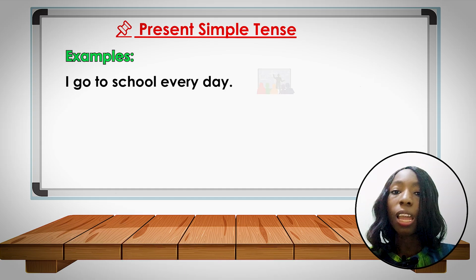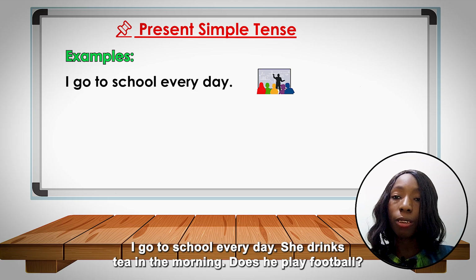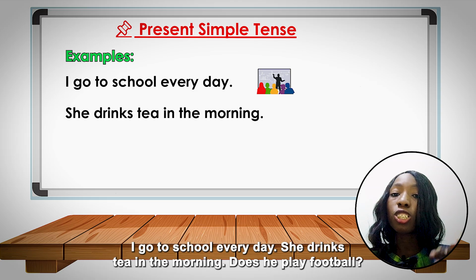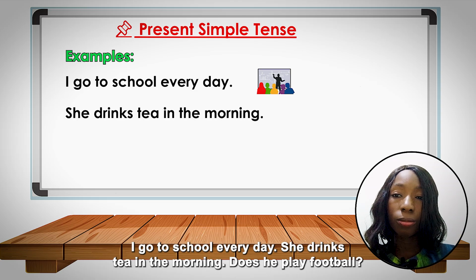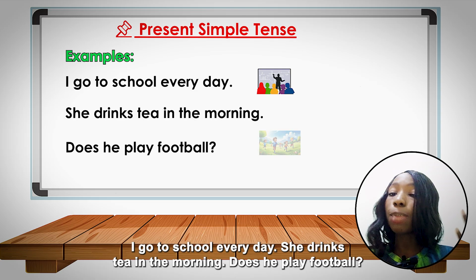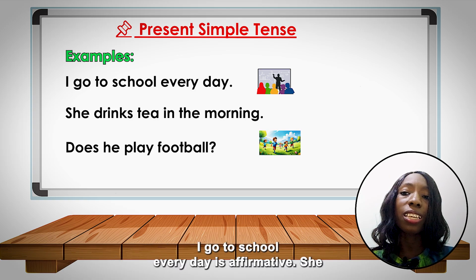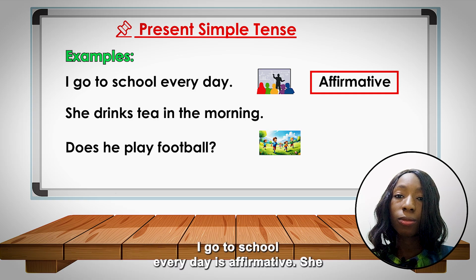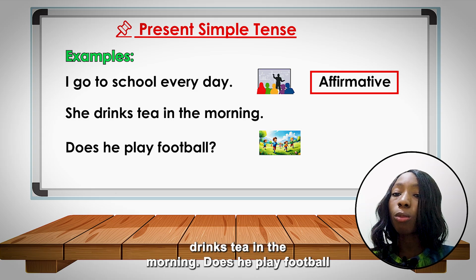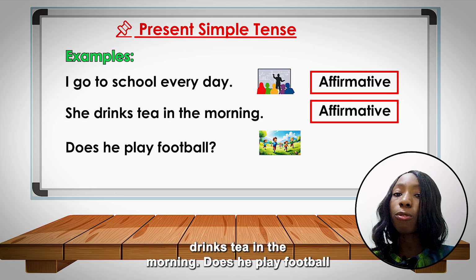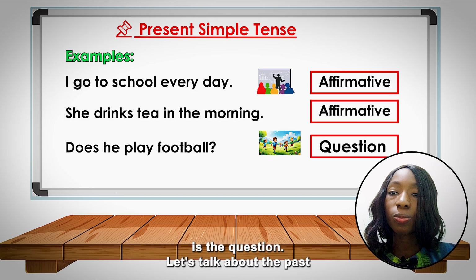For example, I go to school every day. She drinks tea in the morning. Does he play football? I go to school every day is affirmative. She drinks tea in the morning. Does he play football is the question.